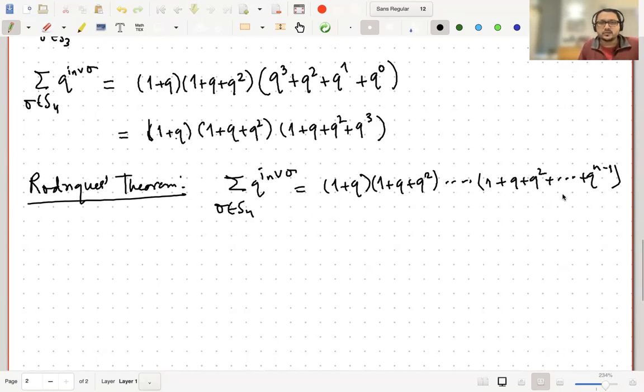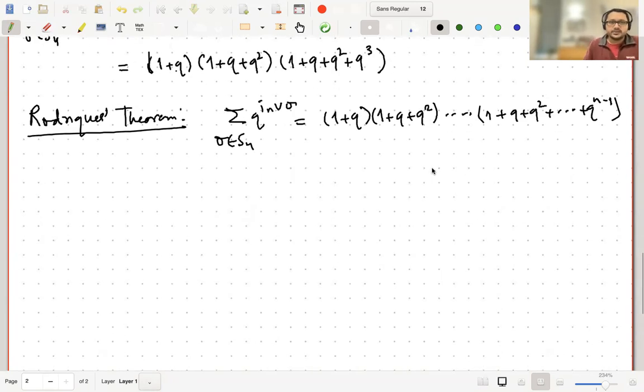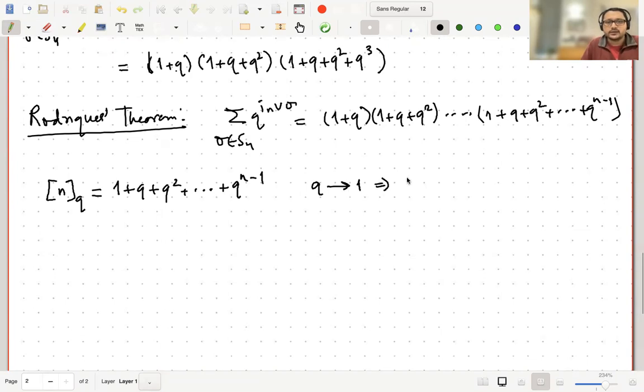Now these polynomials, 1 plus q, 1 plus q plus q squared, and so on, are called the q analog of the numbers. So I'm going to define a q analog of n, and this q analog is just this. If you make q go to 1, then we have that nq is just equal to n. So that is why this is called a q analog. So basically, this is just the weighted count of the number n, if you'd like.